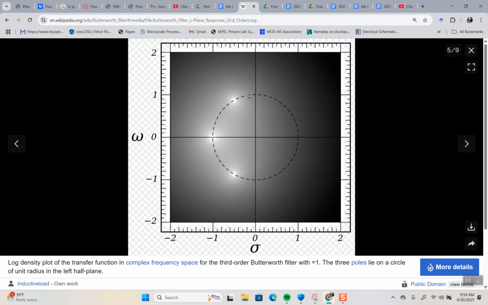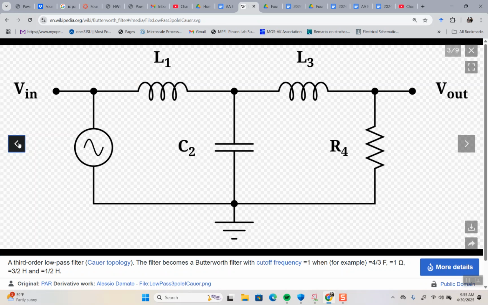The algorithm is: if I have one pole, I put it here. If I have two, second order, I put them here, so that the phase is split equally. If I have 3, 4, and so on, that's just how they're split.